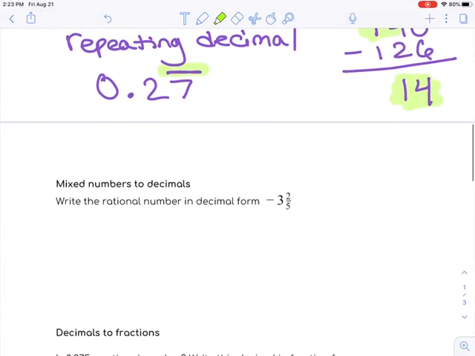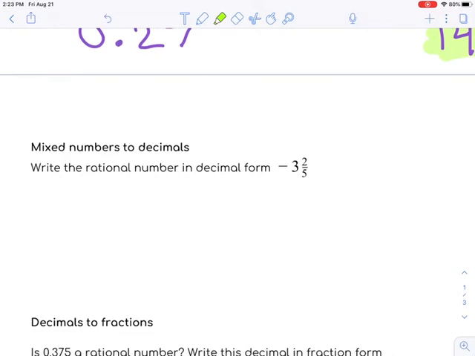Let's try a mixed number now. So it says write the rational number in decimal form. So we have -3 2/5, and we want to write this as a decimal. The first thing I notice here is that I have a whole number. So I can start here. I can say I have -3. That's my whole number, and I'm going to add my decimal place right after my whole number.